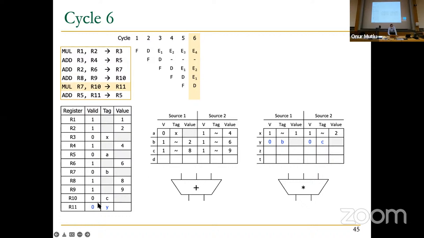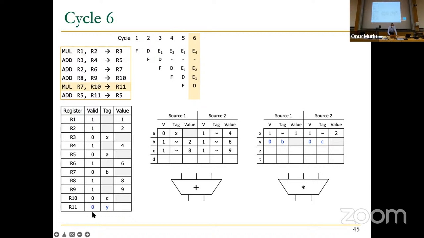And the second one is R10. R10 says invalid, and reservation station C is going to produce the value of R10 that you need. So that also gets written to source two. So this instruction has both of its sources invalid. It's going to wait for both of its sources, and both of those sources are going to come from different instructions, as you can see. Those different instructions are going to broadcast their tags and values at different times, as we will see.